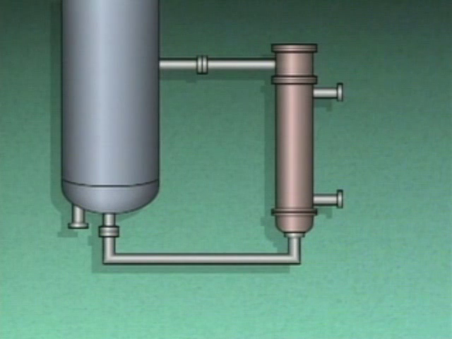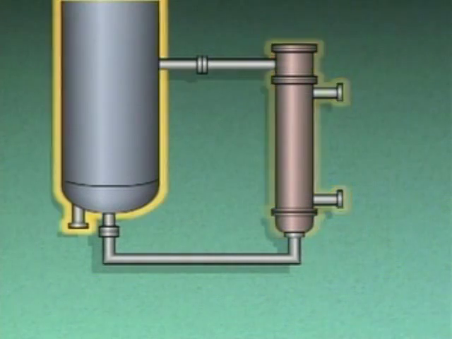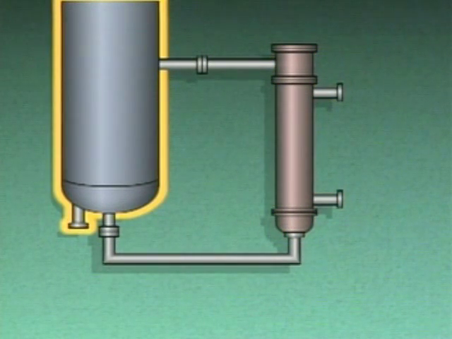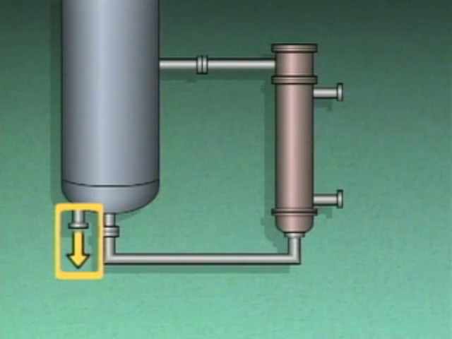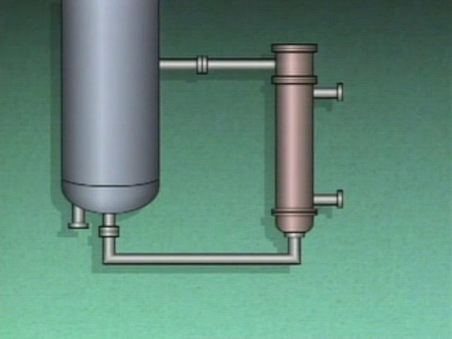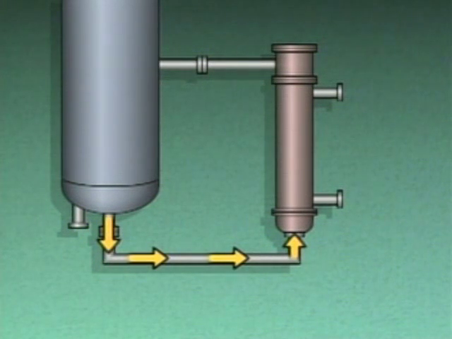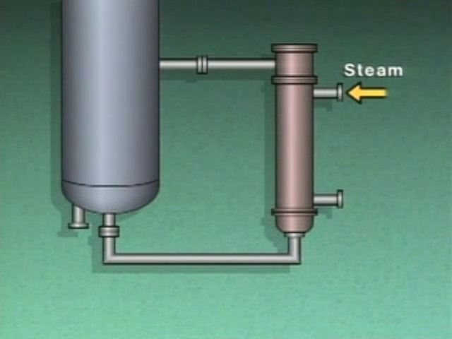We can use a simplified illustration of a Thermo Siphon and the bottom of a distillation tower to see how liquid is circulated without a pump. Some of the liquid in the bottom of the tower is taken off as bottoms product. The rest of the liquid flows by gravity into the bottom of the Thermo Siphon. As steam is fed into the Thermo Siphon, part of the liquid in the Thermo Siphon vaporizes.